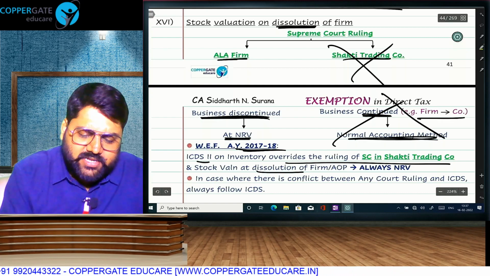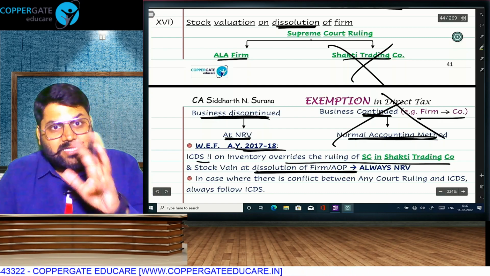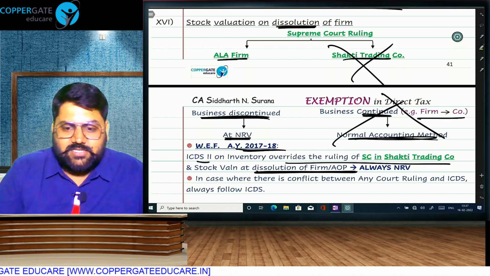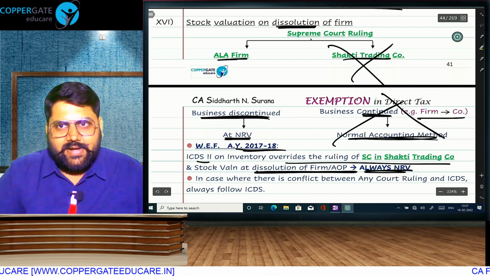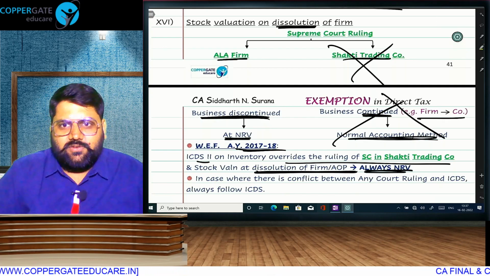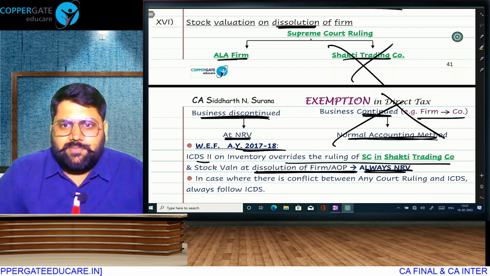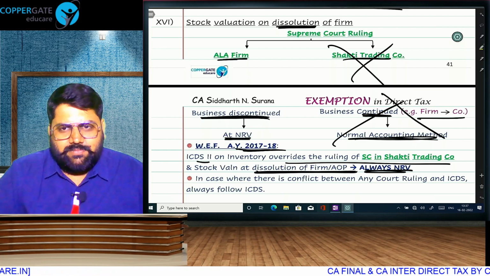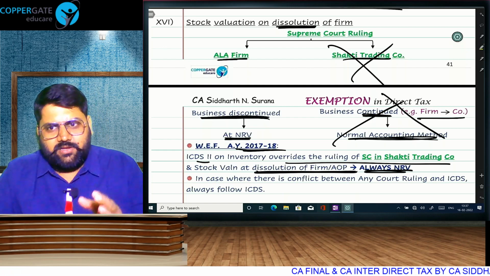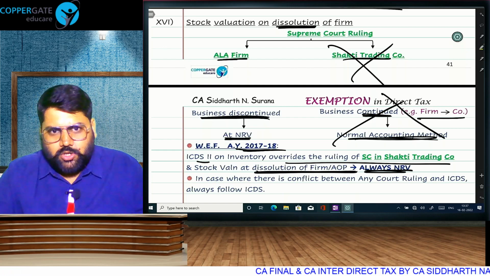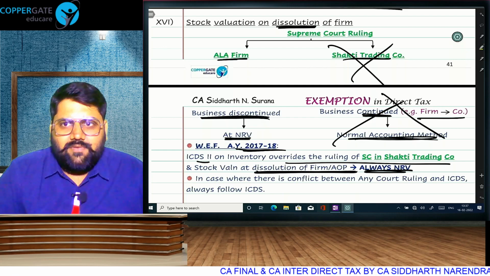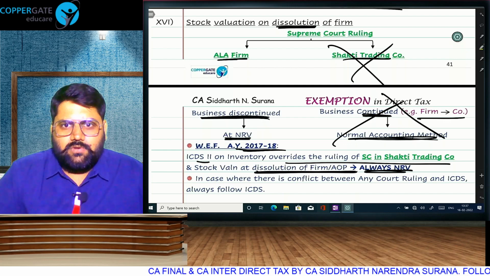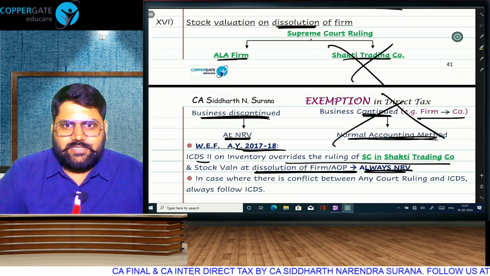say that once there is dissolution of firm or AOP, in fact this is applicable to both firm or AOP, then it will always be at net realizable value. If there is dissolution of firm or AOP, then the valuation will be always at net realizable value, whether your business continues or stops.